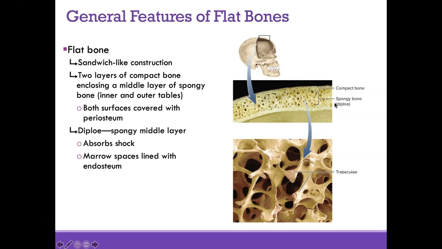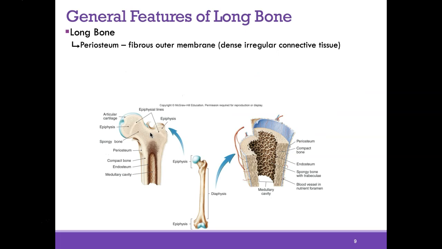There's also this outer lining called periosteum. Peri means outside, right? And osteum is bone. So periosteum is the surface of the bone. And we'll talk more about that in a bit. So let's talk about long bones next. Long bones are mostly composed of an outer shell of this dense, compact bone. Outside of that compact bone, we have the periosteum, which is a fibrous outer membrane made of dense, irregular connective tissue. And then on the inside, we have the spongy bone.